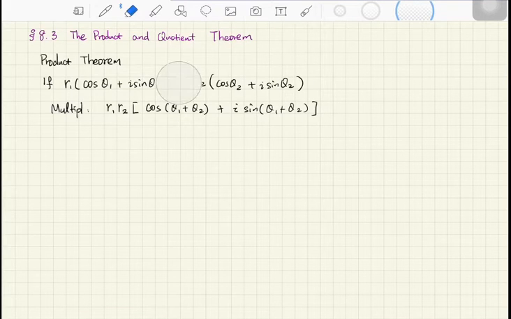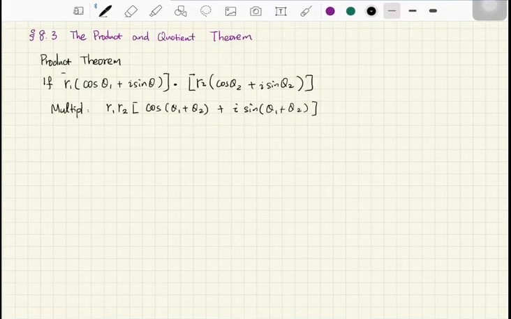So I'm going to multiply them. In this version, it's much quicker and shorter. We can just find the two numbers, identify r1, r2, theta 1, and theta 2, and then just apply the formula.